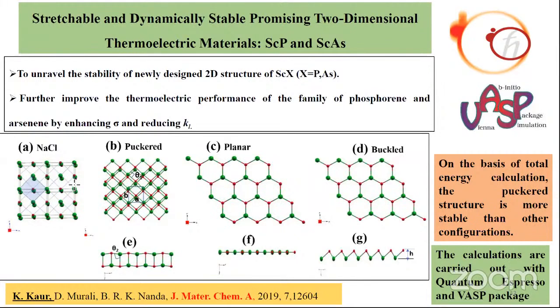But in the puckered sublayer, the second structure, the atoms are arranged in a zigzag fashion. You can see this in figure E. The atoms are arranged in a zigzag fashion with respect to the out-of-plane direction. As you can see in this figure, the scandium atom of the lower layer lies exactly below the X atom of the upper layer. So in the puckered structures, atoms are arranged in a zigzag fashion with respect to the out-of-plane direction.